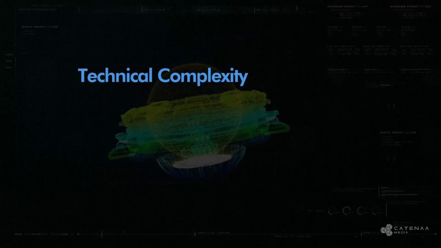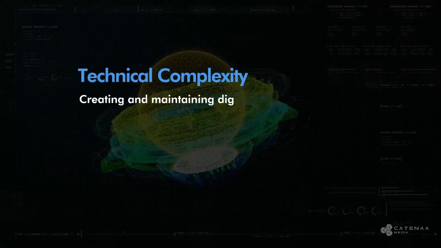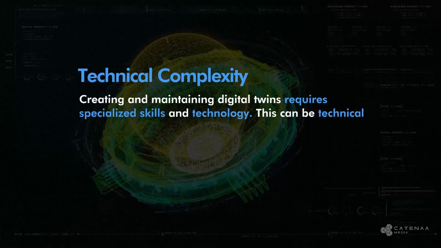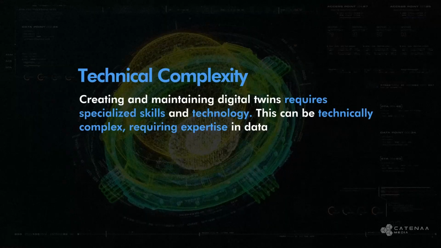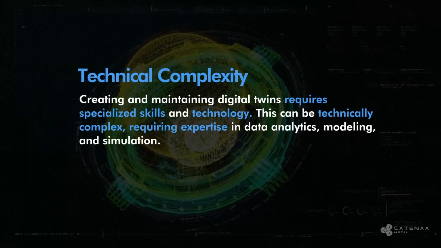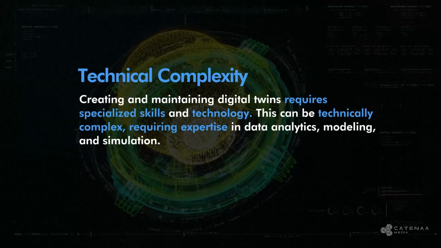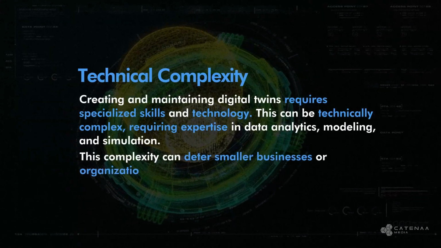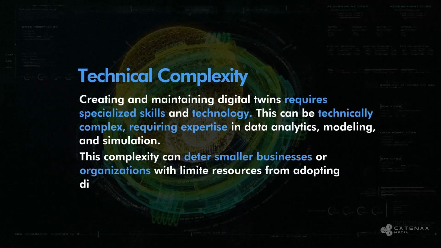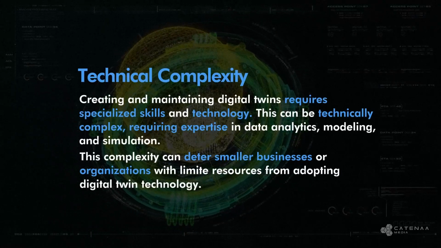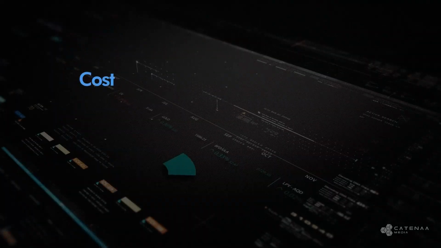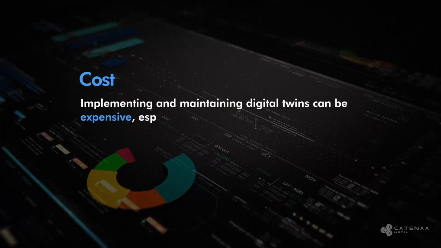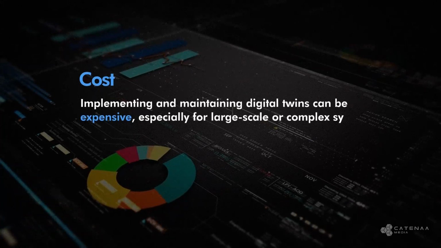Technical complexity. Creating and maintaining digital twins requires specialized skills and technology. This can be technically complex, requiring expertise in data analytics, modeling, and simulation. This complexity can deter smaller businesses or organizations with limited resources from adopting digital twin technology. Cost. Implementing and maintaining digital twins can be expensive, especially for large-scale or complex systems.